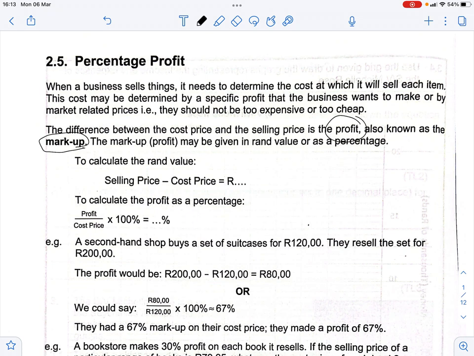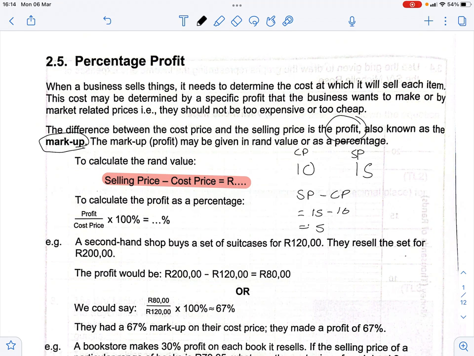Now, one way to work out the rand value of this markup is taking your selling price minus your cost price, and that will give us your profit. So if we were to buy a can of Coke for 10 Rand and we sell it for 15 Rand, obviously 10 being our cost and 15 being our selling, our profit would then be selling price minus cost price, which is equal to 15 minus 10. So we've got a profit of 5 Rand.